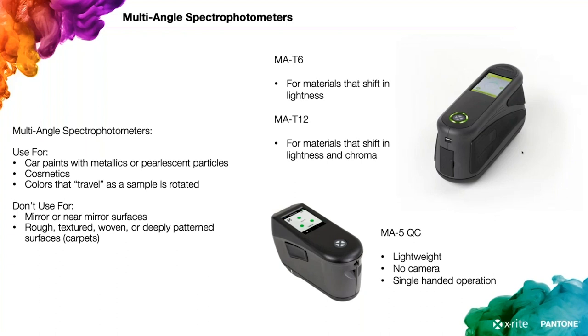Our device at the bottom is the MA5QC. The top device, T6/T12, really has to be held with two hands. It's very big because it measures a bigger area. The MA5QC is lightweight. There isn't a camera like in the T6 or the T12, and it's smaller, so you can use it with a single hand, which is nice.